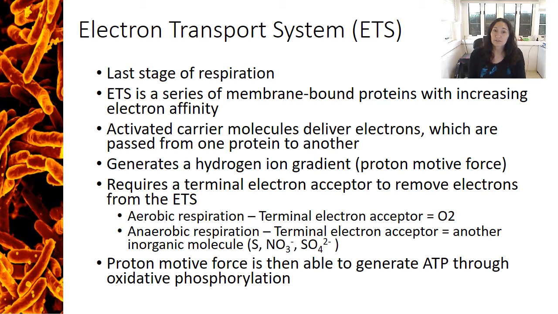The overall purpose of the electron transport system is to generate the proton motive force of hydrogen ions. This proton gradient can then be used to power ATP synthase enzymes to make ATP through a process called oxidative phosphorylation. Next slide, we're going to take a look at what this actually looks like.